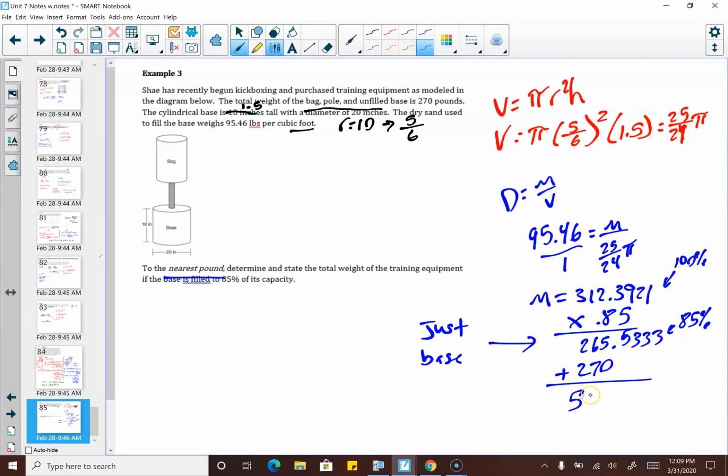So therefore we are going to be 536 pounds as our total weight. So again, what we want to do is we do our unit conversion in the beginning. We find out how much the base weighs full. Then we figure out how much it weighs at 85%, and then we add that to the original empty weight to get our total weight at 85%.